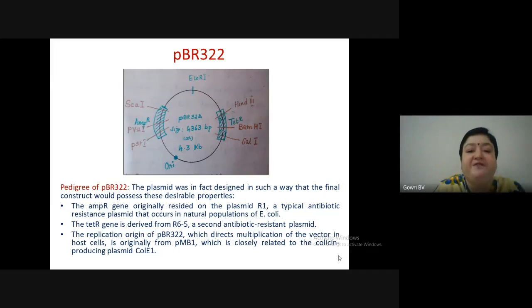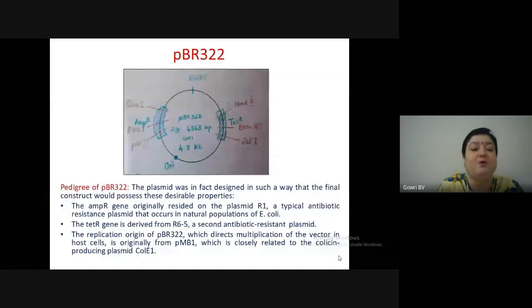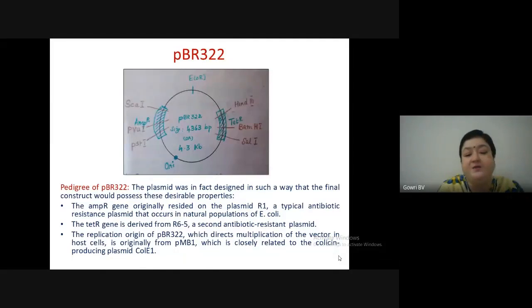The plasmid was in fact designed in such a way that the final construct would possess these desirable properties. The ampicillin resistance gene originally resided on the plasmid R1, a typical antibiotic resistance plasmid that occurs in natural populations of Escherichia coli. The tetracycline resistance gene is derived from R65, a second antibiotic resistance plasmid. The replication origin of pBR322, which directs multiplication of the vector in the host cell, is originally from pMB1, which is closely related to the collagen-producing plasmid called ColE1.